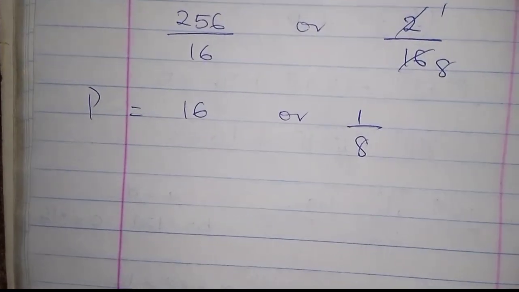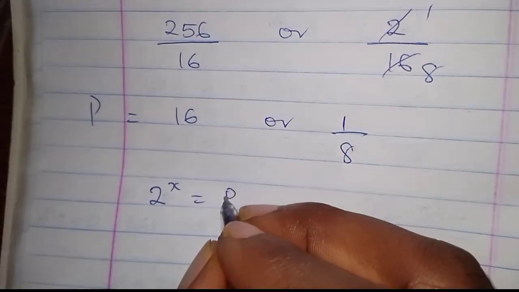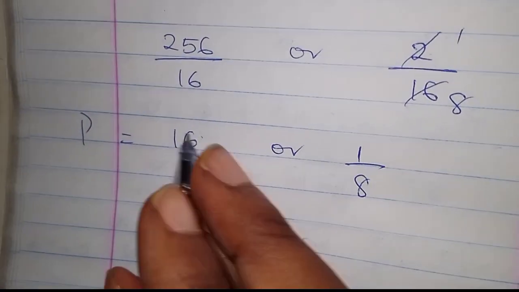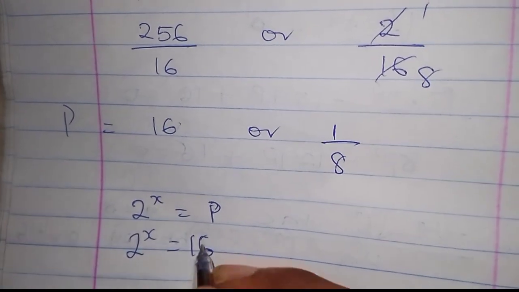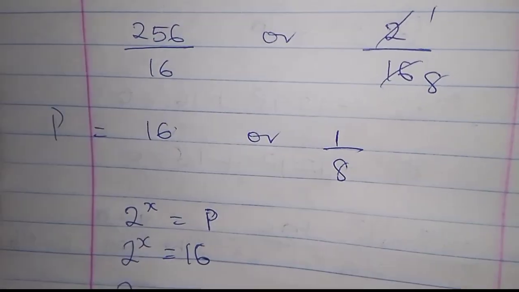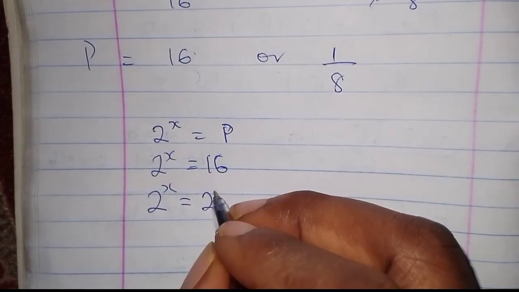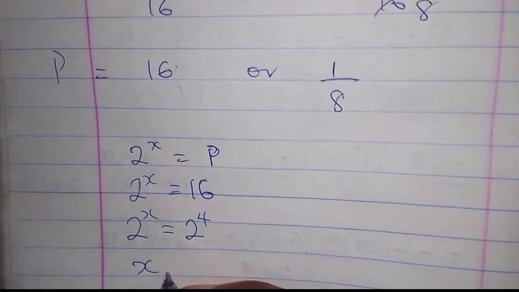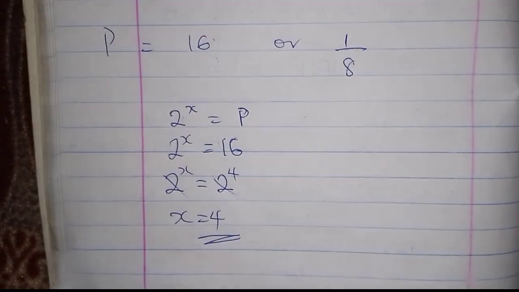Now remember, we said 2 to the power of x to represent P, or P to represent 2 to the power of x. So if our first value is 16, so we have 2 to the power of x equals to 16. To get the actual value for x, 16 is also 2 to the power of 4, and this means x is 4. Can you say it? X is 4 in this case.